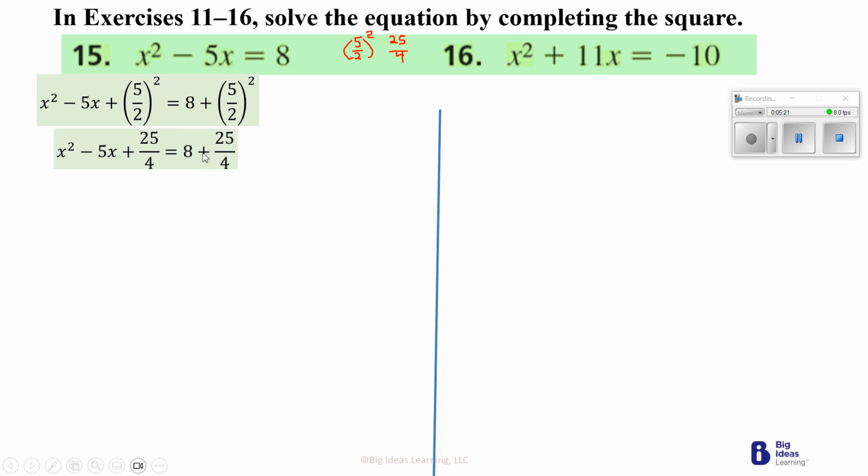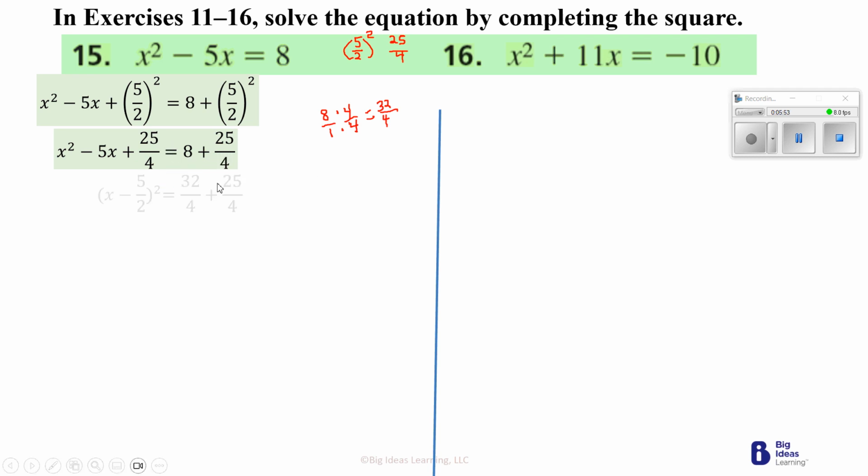Okay, so now we have to figure out how to add 8 to 25 over 4. We're going to multiply 8 by 4 over 4. For those who don't remember how to do that, we're taking 8 over 1 and multiplying it by the 1 in the form of 4 over 4. And this gives us 32 over 4. Now we can add it with 25 over 4, because remember, we need common denominators to add or subtract.